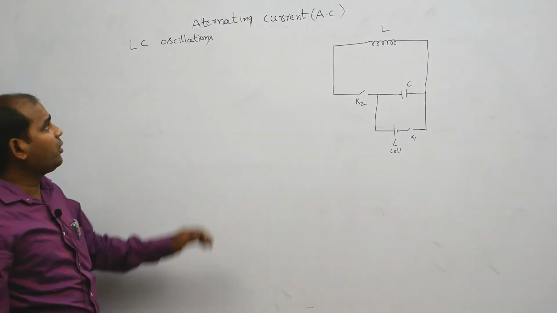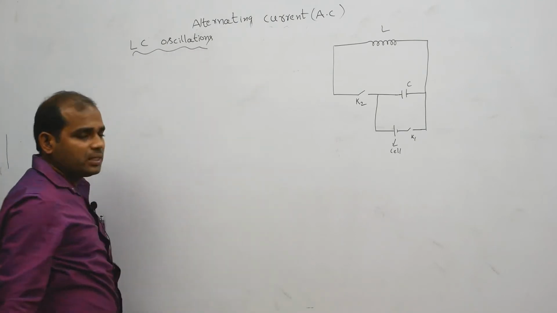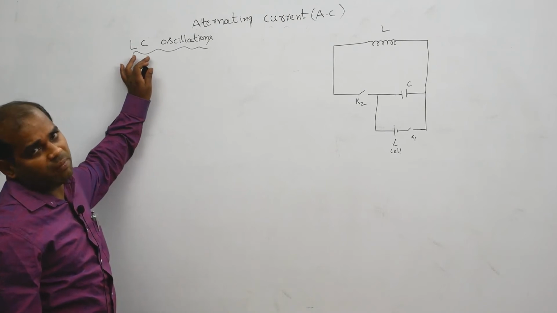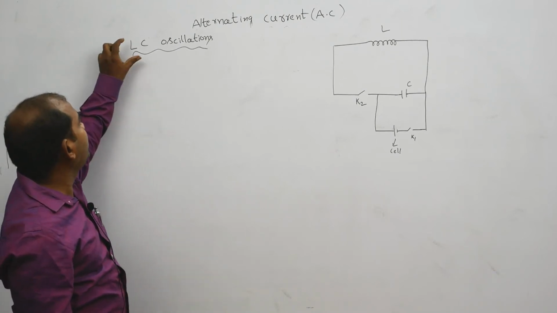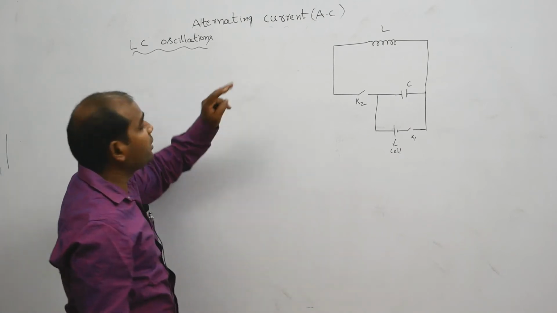The next topic we are going to discuss is LC oscillations. L stands for inductor, C stands for capacitance. It means we are going to discuss the LC circuit, nothing but an LC circuit. Why is it called oscillations?